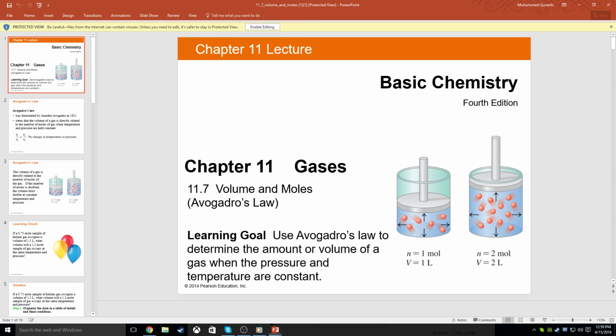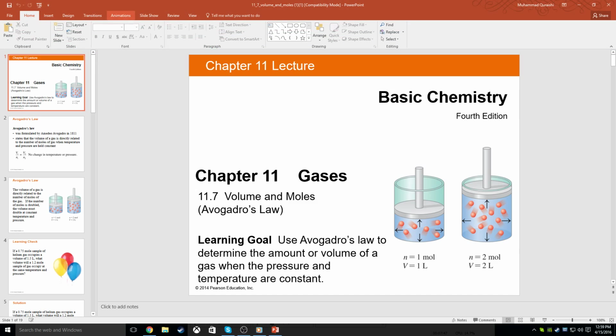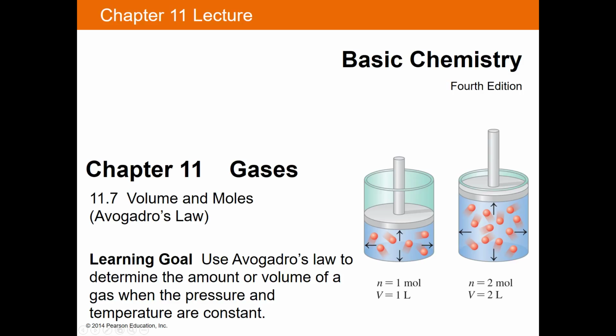When the volume is 1 liter and the number of moles is 1 mole, and volume is 2 liters, the number of moles is 2 moles.